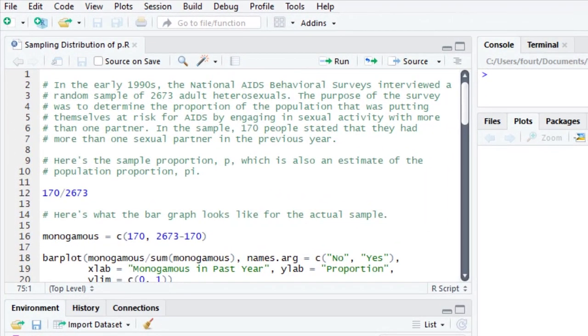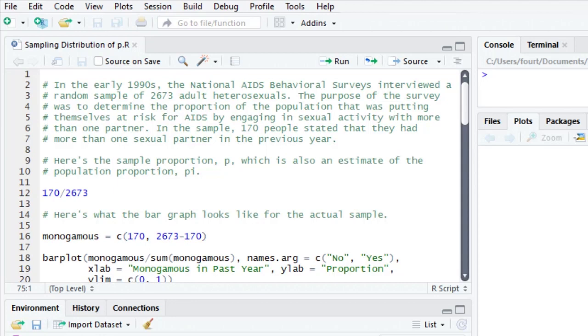In the early 1990s, the National AIDS Behavioral Surveys interviewed a random sample of 2,673 adult heterosexuals. The purpose of the survey was to determine the proportion of the population that was putting themselves at risk for AIDS by engaging in sexual activity with more than one partner. In the sample, 170 people stated that they had more than one sexual partner in the previous year.